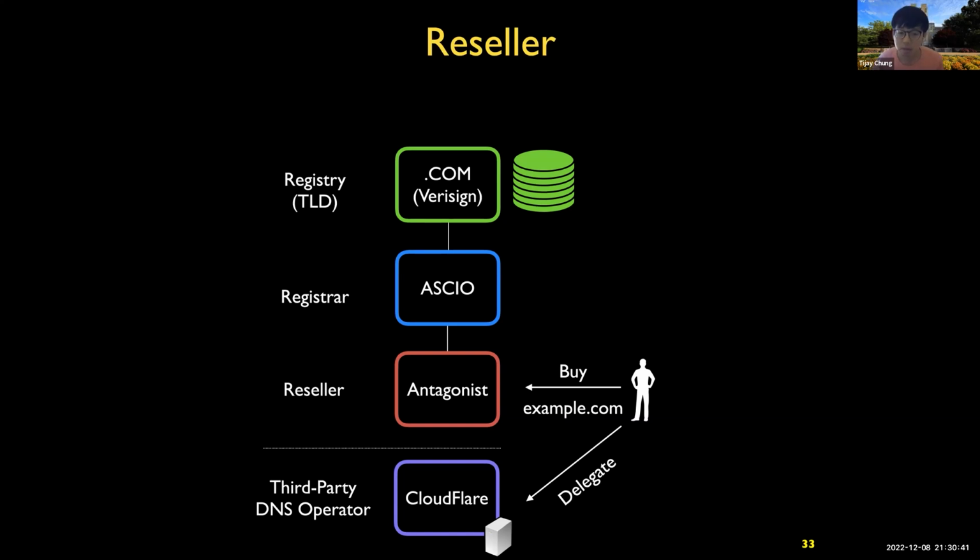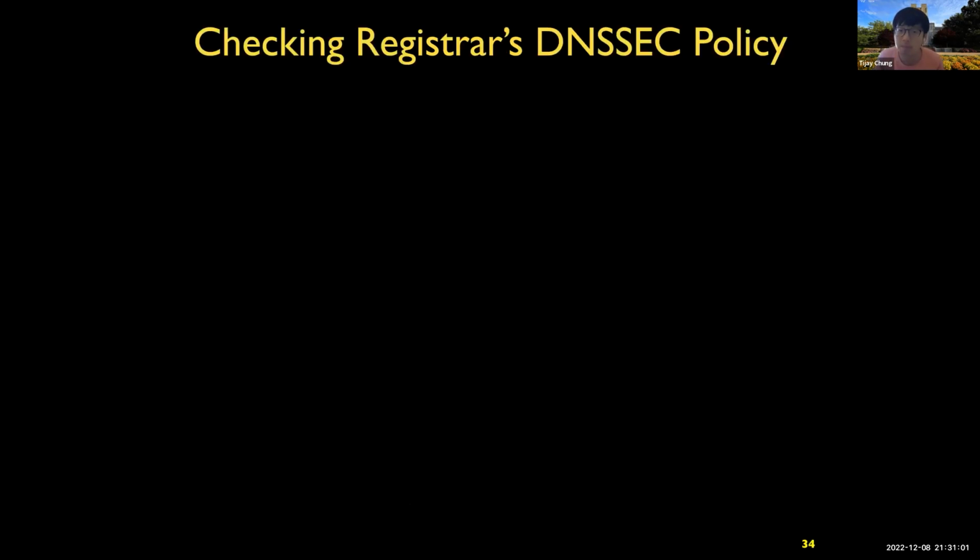Okay. So if you're using third-party DNS operators, then what you need to do is pass this DS record to the reseller, expecting that this reseller will pass this DS record to the registrar, which will pass it to the registry. As you can tell, it is so complex, right? So now you have some sense why it is so hard to deploy DNSSEC if you are a DNS operator.